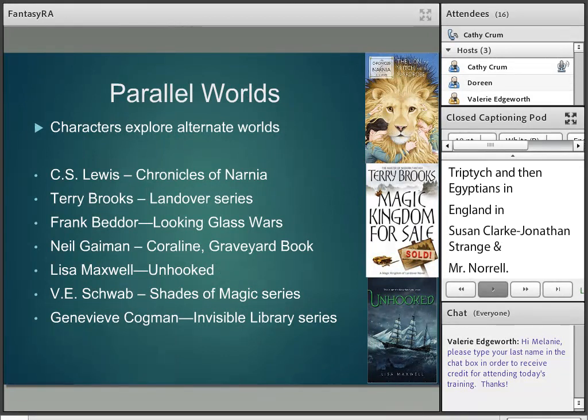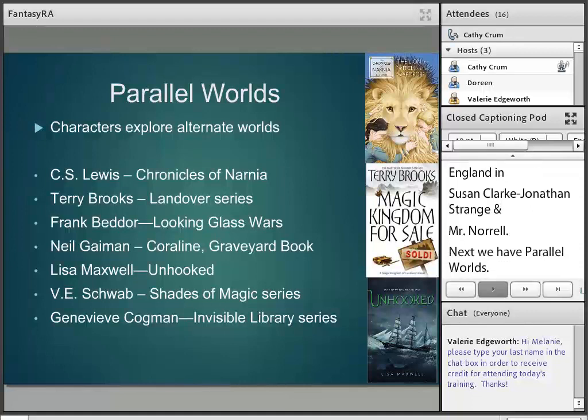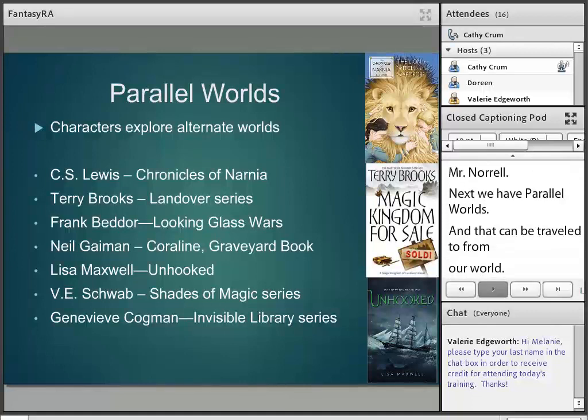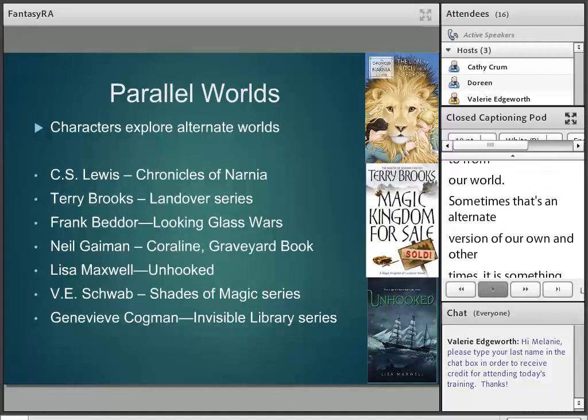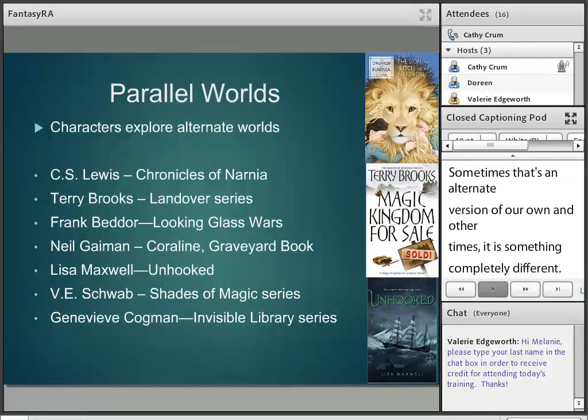Next, we've got parallel worlds, and a parallel world is a world that can be traveled to from our world. Sometimes that world is an alternate version of our own, and other times it's something completely different. One classic example of the parallel world is the Chronicles of Narnia, where children from our world find their way into the land of Narnia.